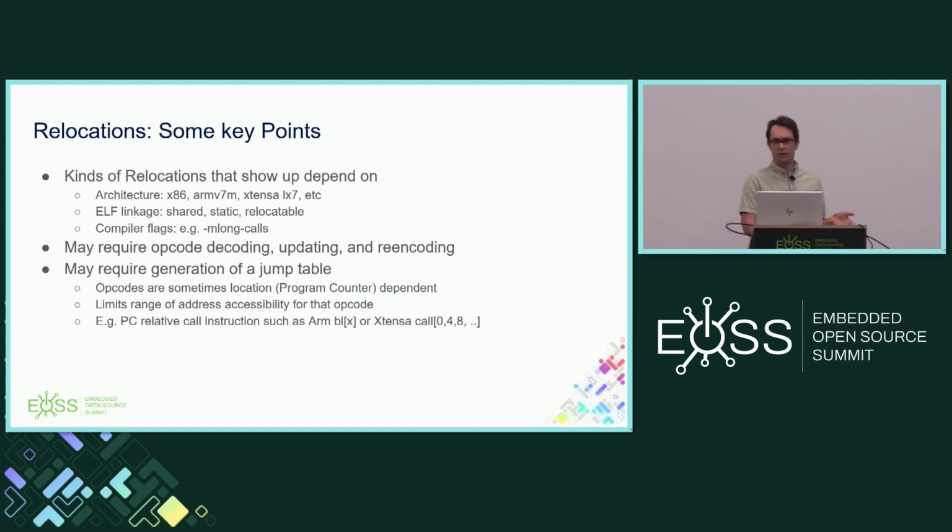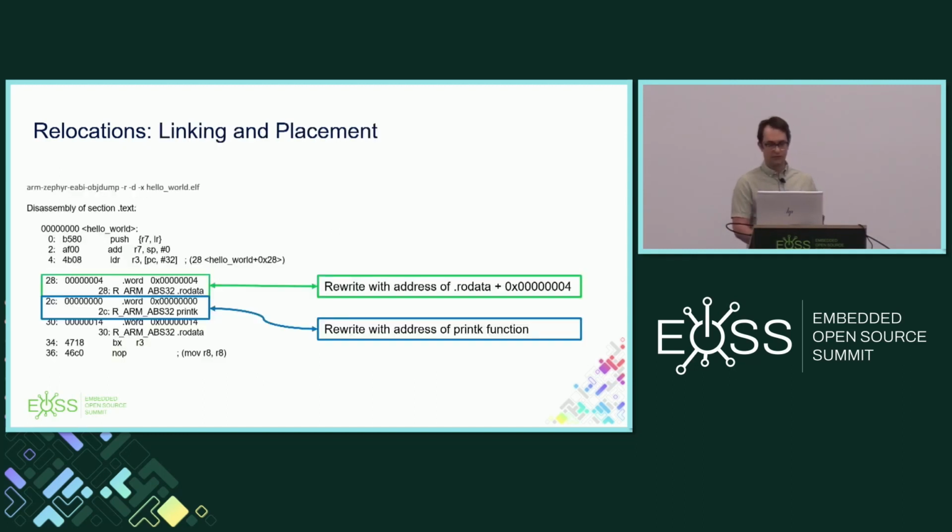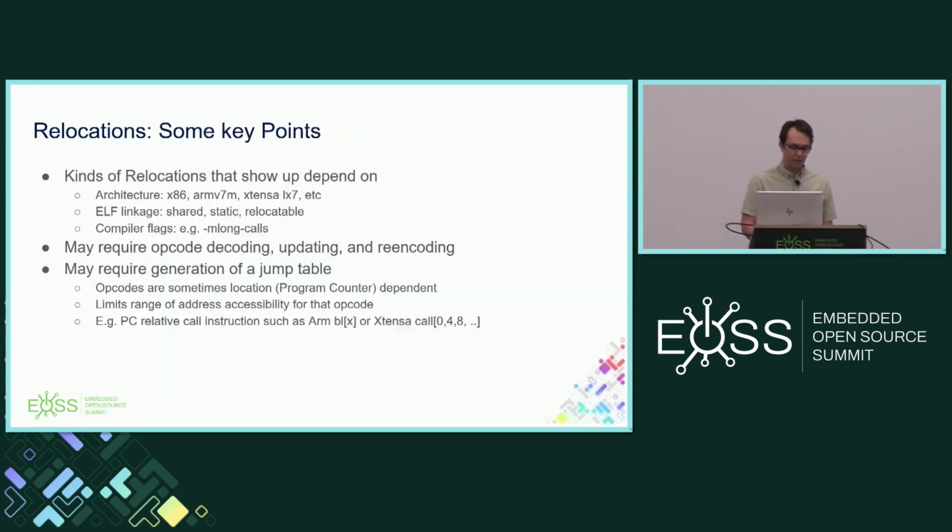So what are some key points about these relocations? The kinds of relocations that are going to show up are architecture dependent. As we saw here, this is specific to ARM, but there are actually relocations specific to each architecture. And it also depends on the ELF linkage. As you're compiling, you can have flags to create relocatable objects, which typically you don't see when you're compiling your normal C program. Those all get linked together. But we actually end up using them in LEXT, or static or shared.